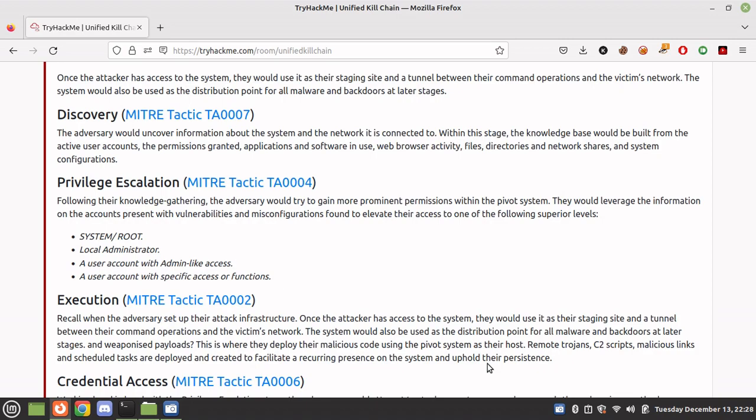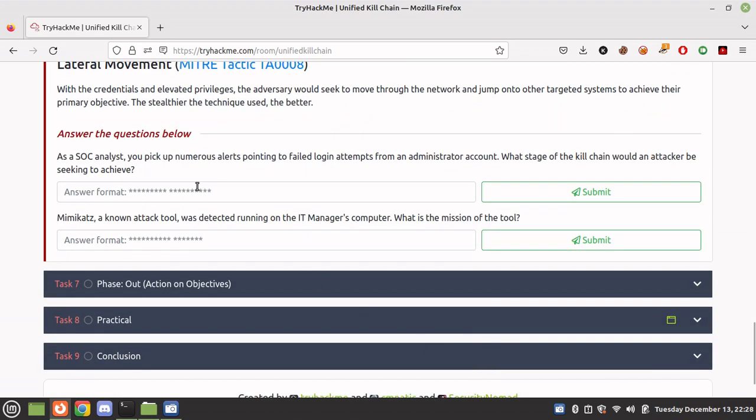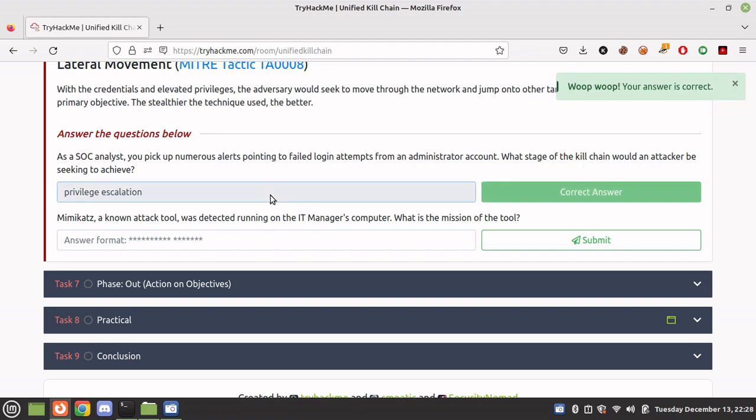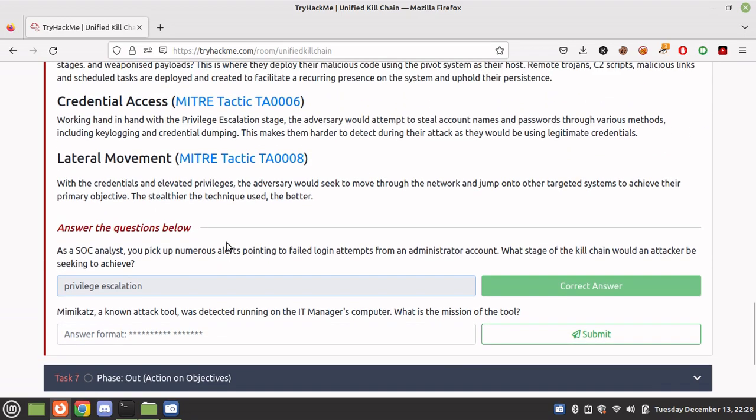Basically, now if we go here, as a SOC analyst, you pick up numerous alerts pointing to failed login attempts from an administrator account. What stage of the kill chain might an attacker be trying to achieve? He would be trying to achieve privilege escalation. He wants to become root, so that is why it is privilege escalation. Escalating privileges, it's not lateral movement.